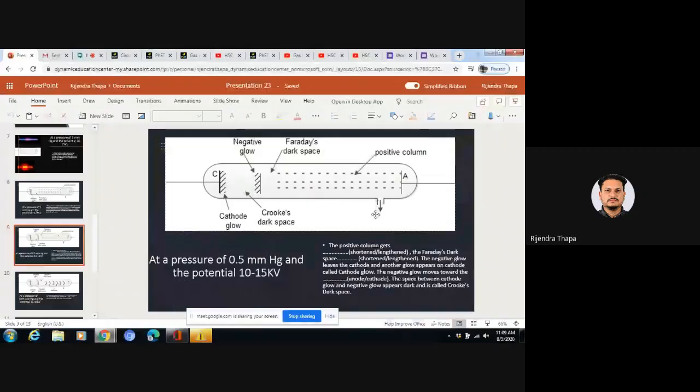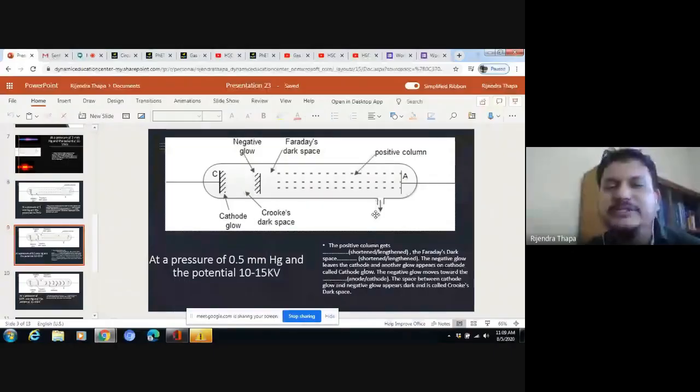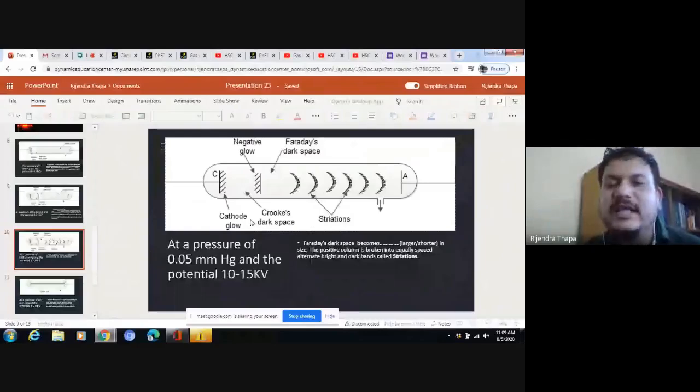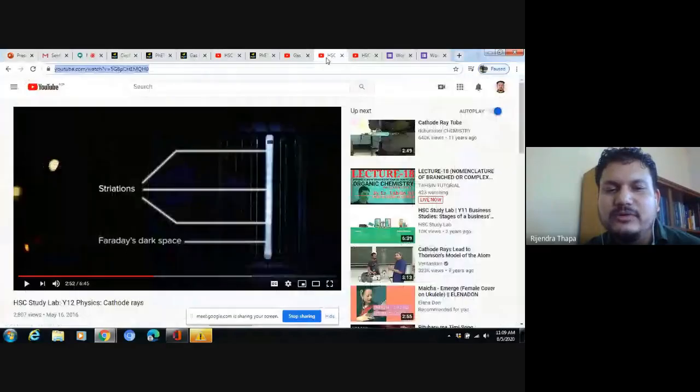When the pressure is reduced and we stop at 0.05 mm of Hg, then what happens? This sort of phenomena will be observed here. Here is our cathode glow, here is our negative glow. The dark space between the cathode glow and the negative glow is Crookes dark space, and the dark space between the negative glow and the positive column is Faraday's dark space.